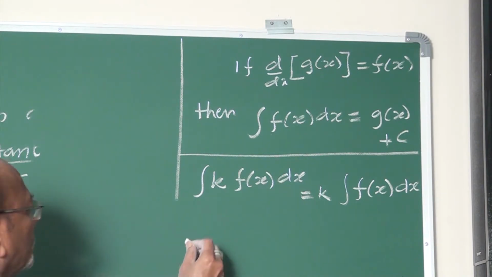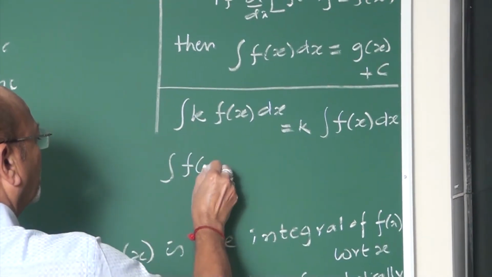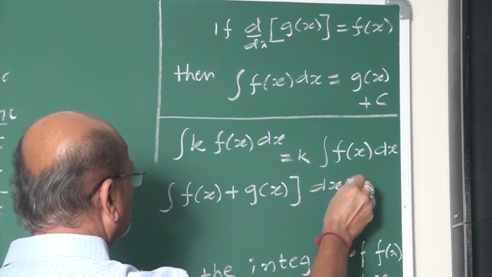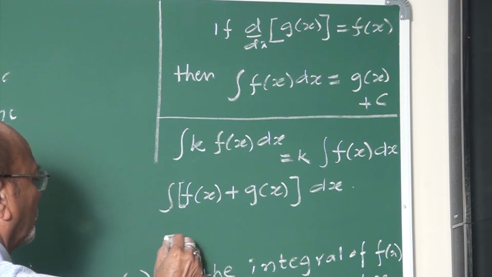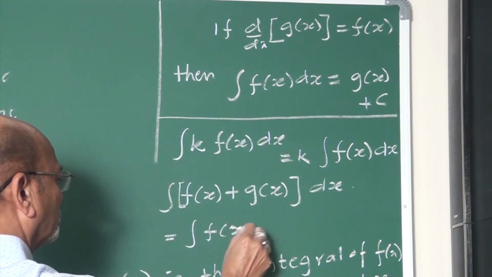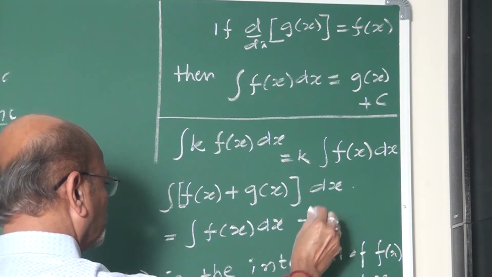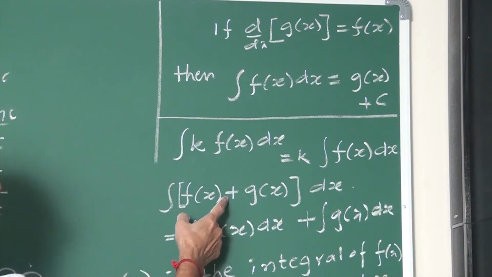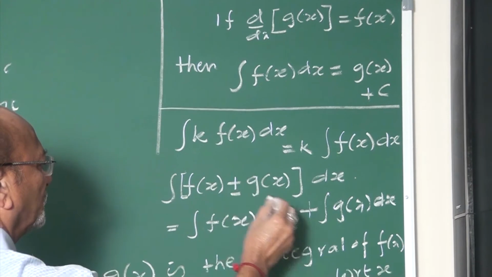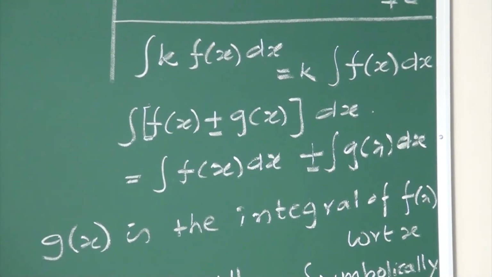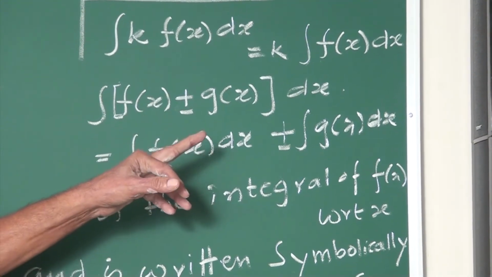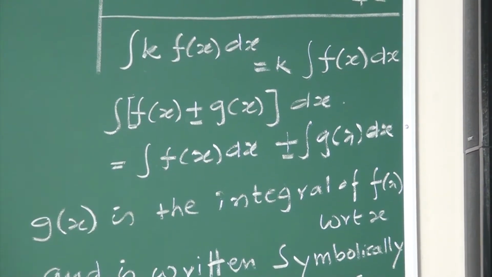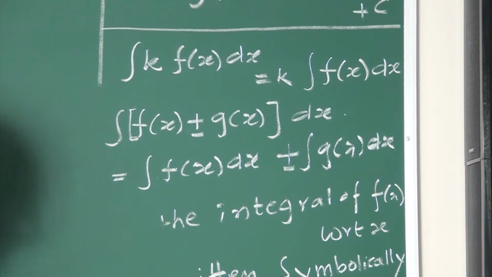Another property. This is the integral of two functions f(x) plus g(x) with respect to x. It is the integral of the first function plus the integral of the second function. Yes, my friend, if it is plus here, you have plus. If it is minus here, you have minus here. So, the integral of a sum is the sum of integrals. The integral of a difference of two is the difference of integrals. My friends, this is the basic we needed.